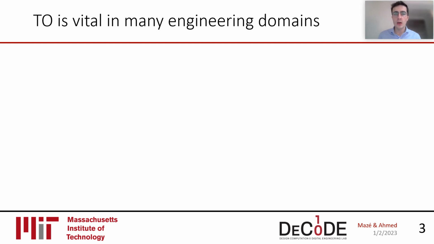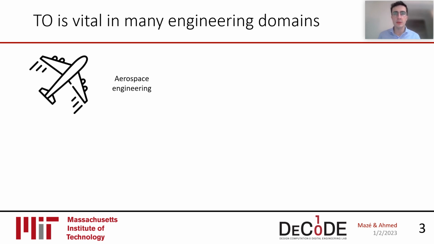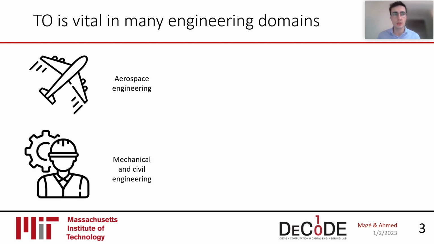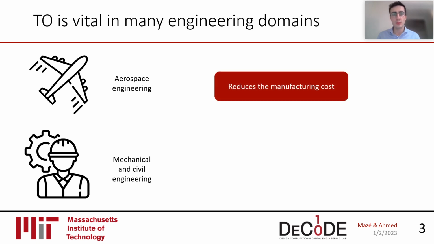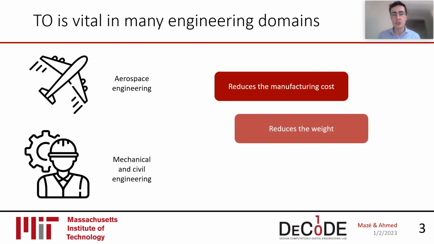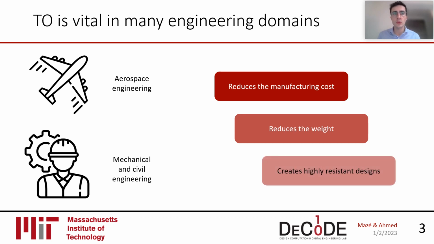So why do we care about this problem? Well, it turns out that topology optimization is vital in many engineering domains, like aerospace engineering and mechanical and civil engineering. The main reasons include the fact that optimizing a structure reduces the manufacturing cost. It also reduces the weight of the structure, which is absolutely critical, notably for aerospace engineering. All of that while ensuring good physical performance of the generated designs.